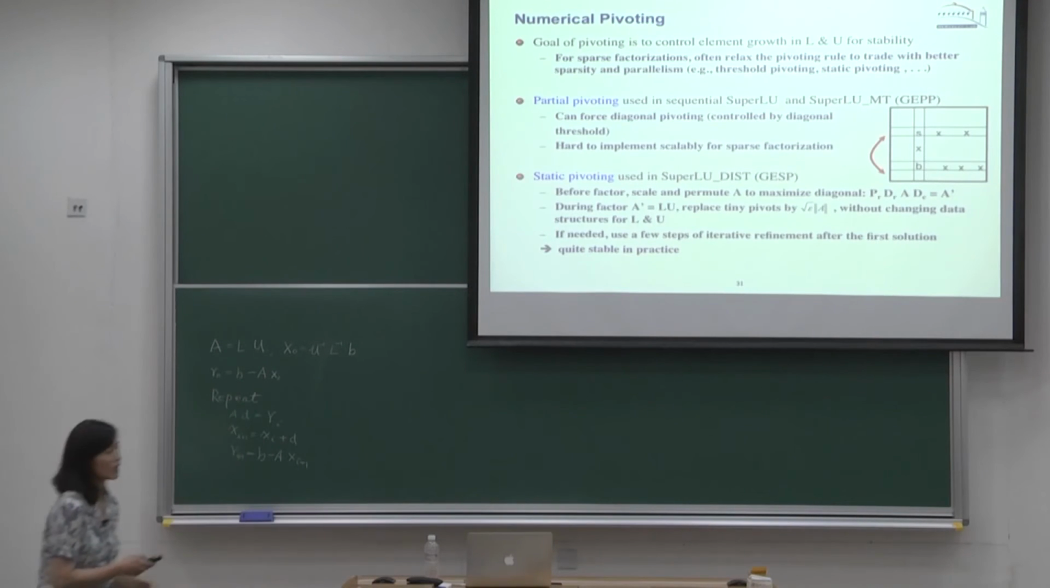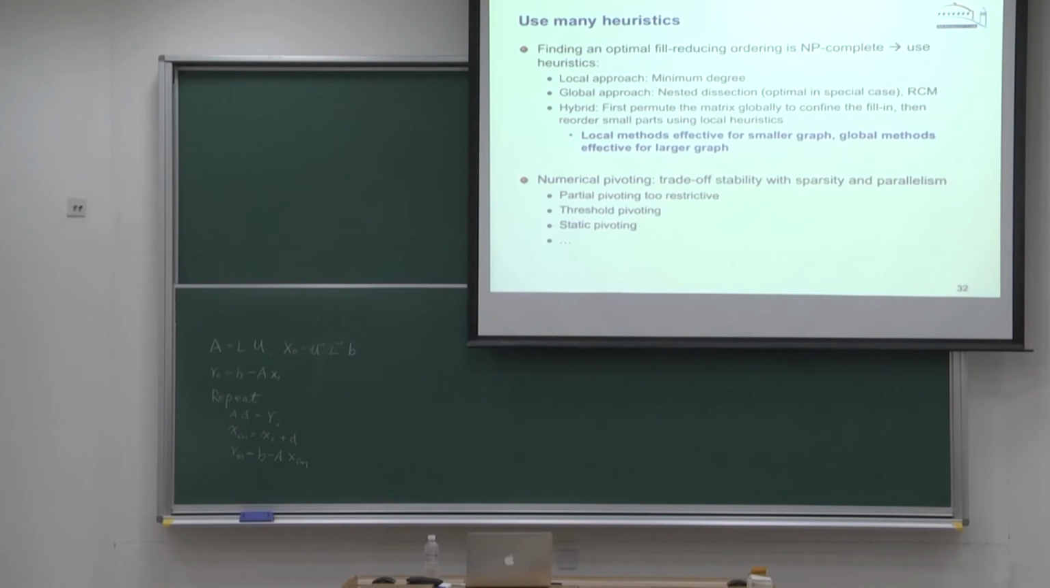So that's why the relaxed pivoting, static pivoting, or the threshold pivoting is used very commonly in all the sparse matrix software, and just using a little bit of post-processing step, refinement, which gives you very good solution. And then you can avoid a lot of expensive problems during factorization.